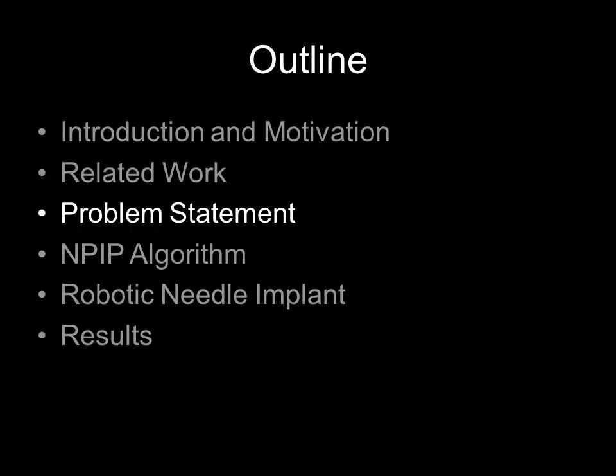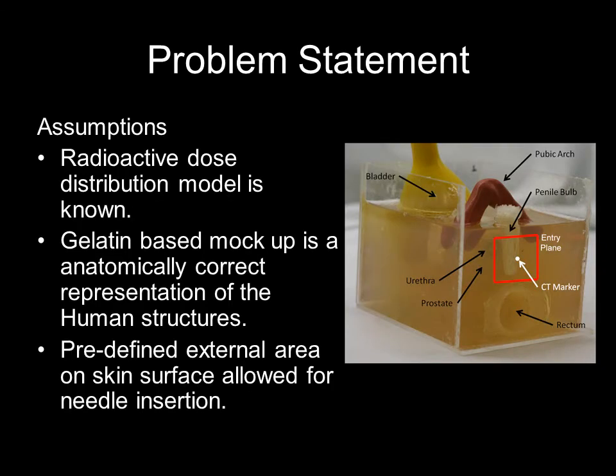Next, I would like to discuss in more detail the problem objectives of this study and the algorithms used. Some fundamental assumptions which we make in this study are: we know the dose distribution models for the radioactive source. We use a gelatin-based mock-up for the human anatomy for experimentation with the robot. It is called the prostate phantom. It is an anatomically correct model, and it is assumed that it mimics tissue stiffness properties. And finally, a predefined region is provided for needle insertion by the clinician.